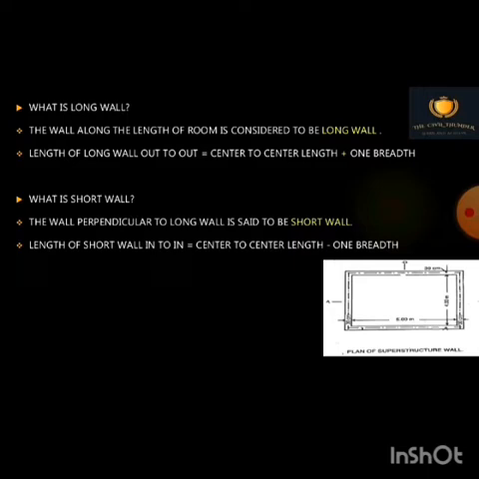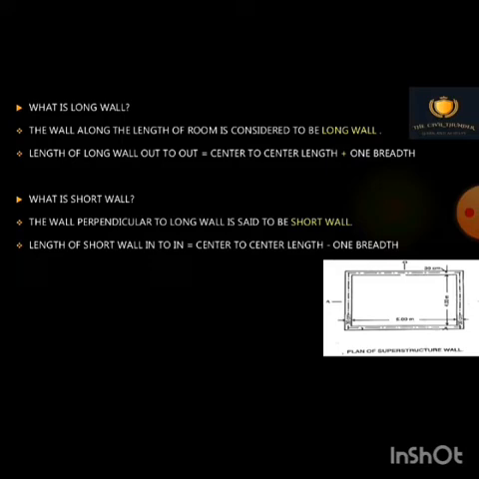The length of the long wall out to out, this is very important here. Out to out distance of the long wall is equal to center to center length plus 1 breadth. So this 1 breadth represents the breadth of the item in the work pertaining to that work. For example, this 1 breadth is 0.3 meters in case of brickwork. It is 0.9 meters in case of concrete foundation, because the width of the concrete foundation is 0.9 meters there. So this 1 breadth represents the width of the item of work we are performing.